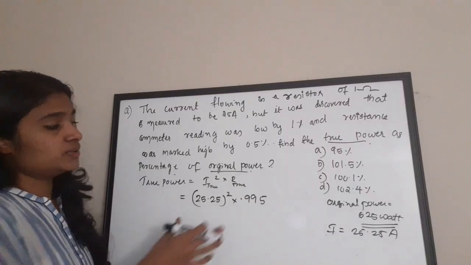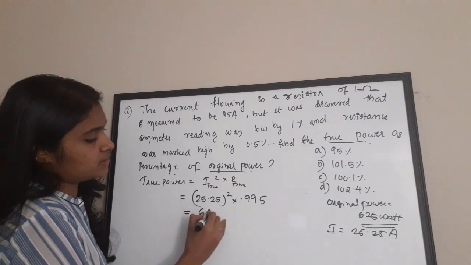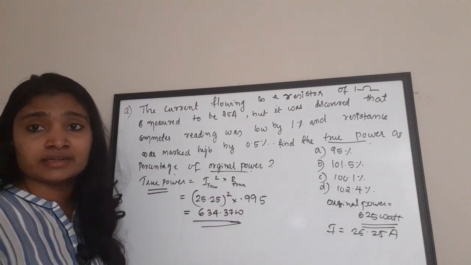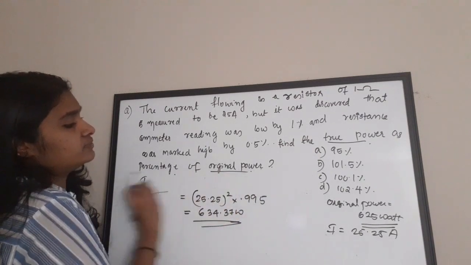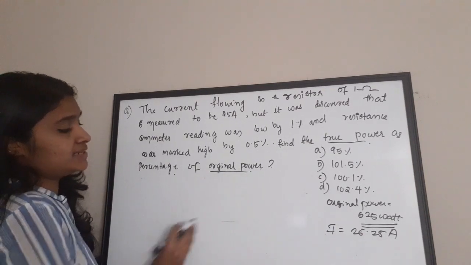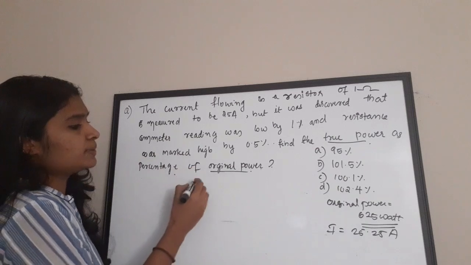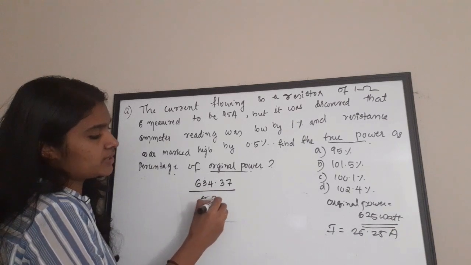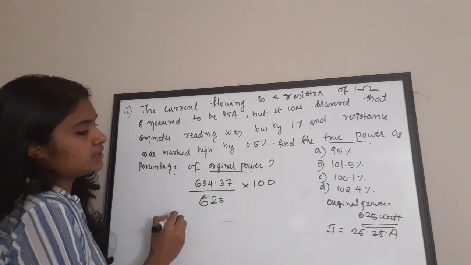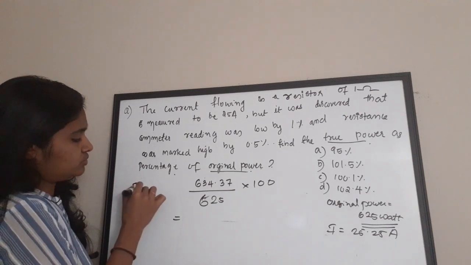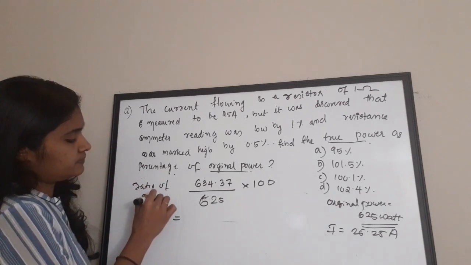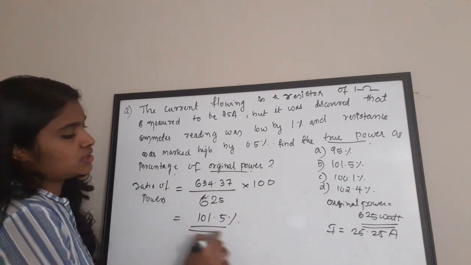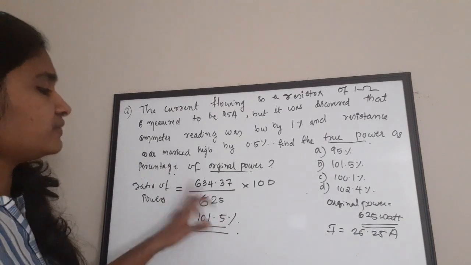If you calculate this, you will get the value as 634.37 watt. Now we have the true power and the original power. We have to find the percentage of true power as original power, meaning 634.37 by the original power, 625, into 100. This will be the ratio of powers. And what will be the value? It is obtained as 101.5%.